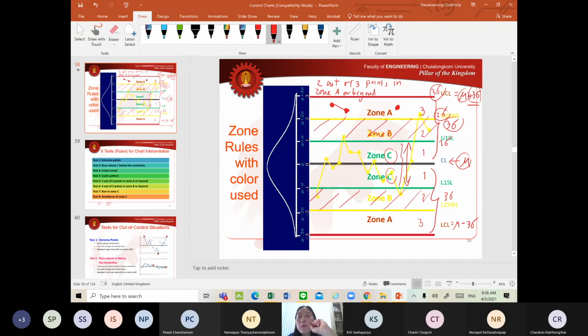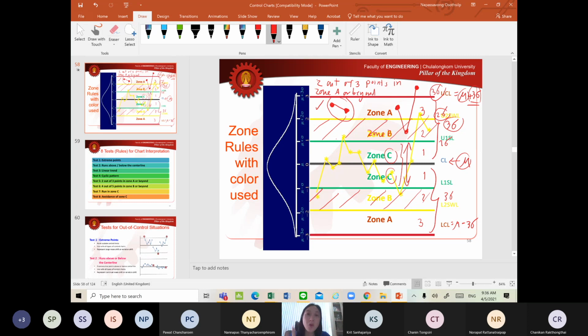Okay, first point, and the second point in zone B, and now you have the third point beyond zone A. So this pattern violates this rule, because there are 2 out of 3 points.